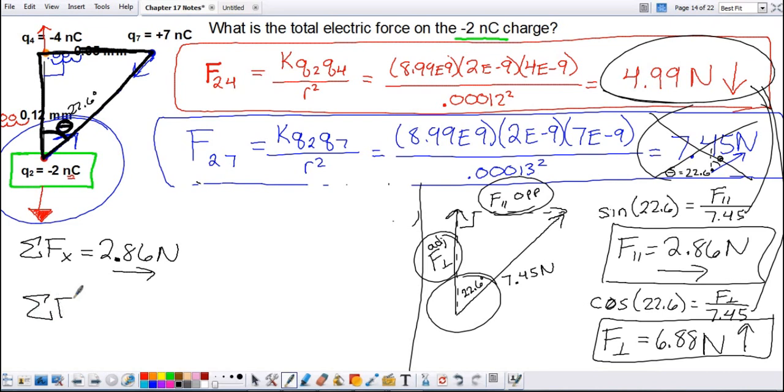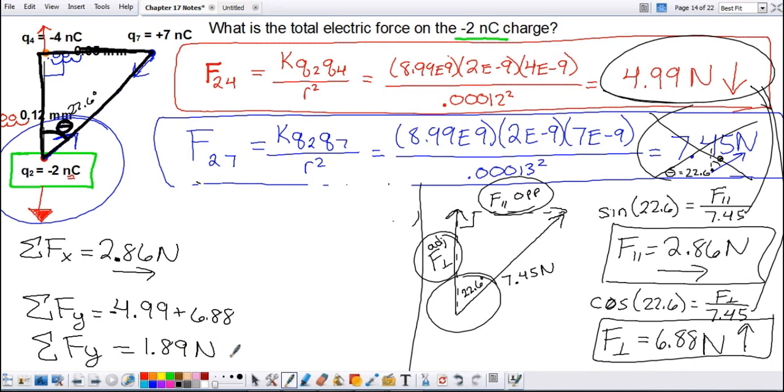Next, we're going to find the net force in the y direction. So we're going to combine. We've got 4.99 newtons down, so I'm going to make that negative. So we talked about forces, down was negative, plus 6.88 newtons, and that's up, so we'll let that be positive, which means overall, the net force in the y direction is 1.89 newtons, and since it's positive, it is in the upward direction.